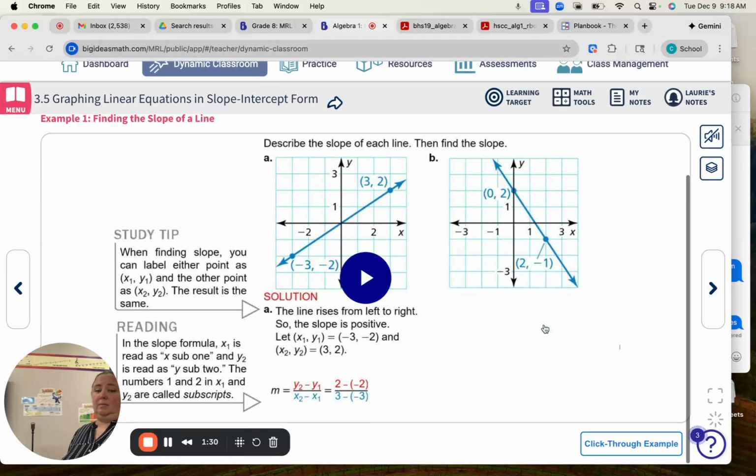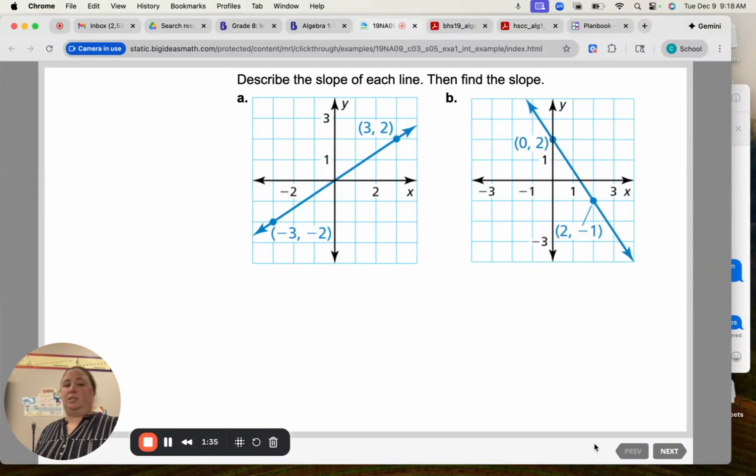All right, so let's look at example 1. Put this in your journal. Describe the slope of the line and then find the slope. So let's look at A. What do we know about that slope just looking at it? It's going up from left to right, correct? What does that mean about that slope? It is a positive slope. So look at B. What kind of slope is that? Negative slope. Good.